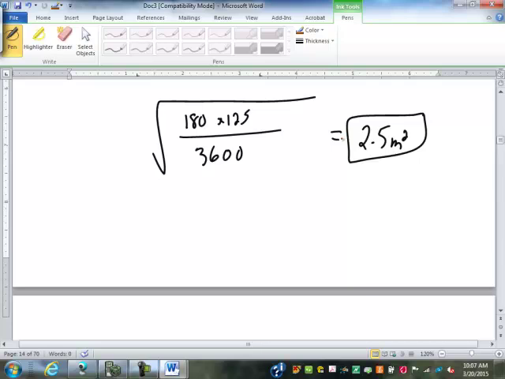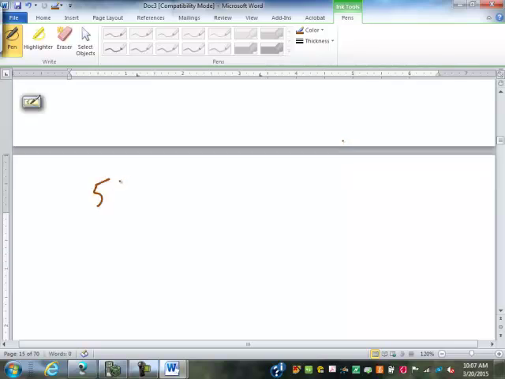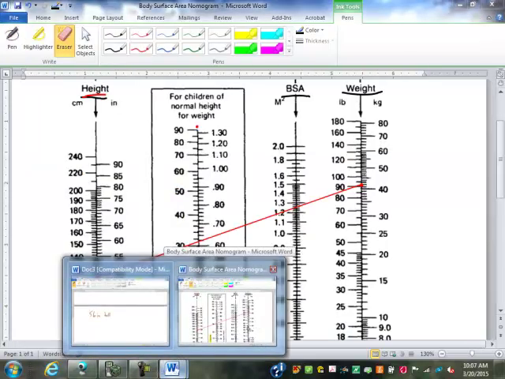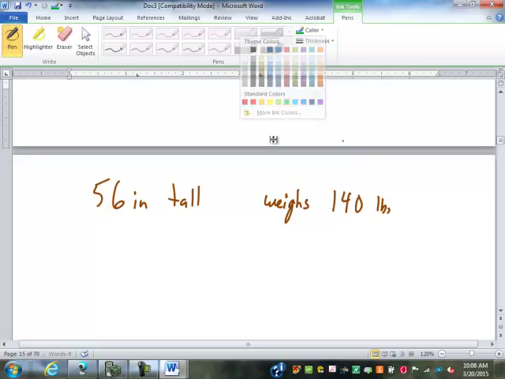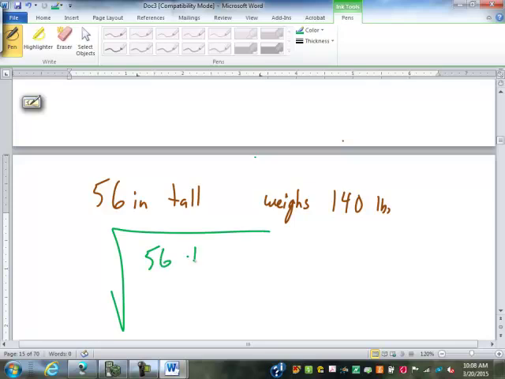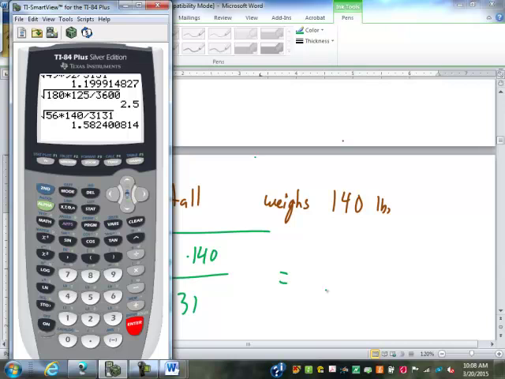Okay. How about a patient who is 56 inches tall and weighs 140 pounds. So it'd be 56 times 140, and this one would be 3131 because it's standard units. Giving us 1.58, it looks like.